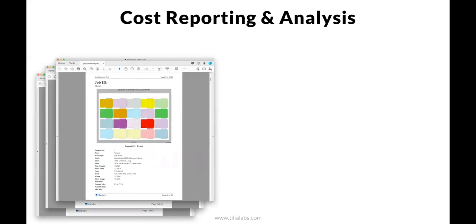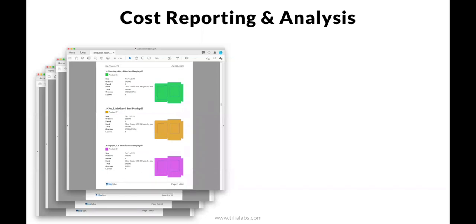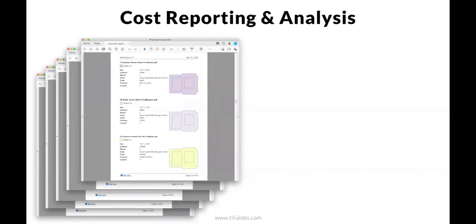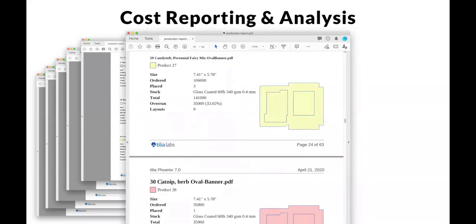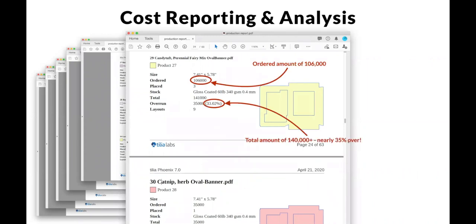So it shows you each press form, and then from that CSV file, each row of that CSV file, each order is also pulled out into this report. And it shows what the customer ordered, the total that the customer ordered, the total that Phoenix calculated, including the overrun and the stock that it was ordered on and the size. But what I like to point out here is the customer ordered in this case 106,000. And what Phoenix said is the most cost-effective way to run this job is to actually overrun it by about 35%. And in a lot of cases, customers will immediately start pushing back.